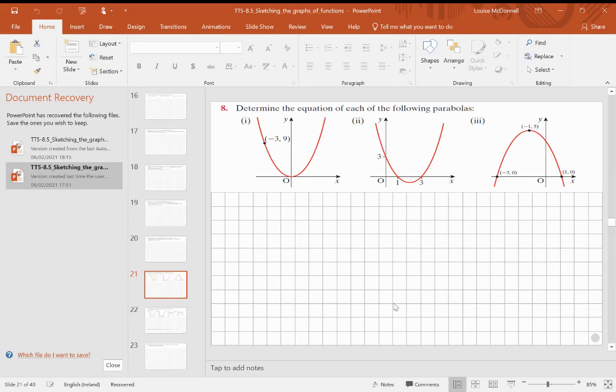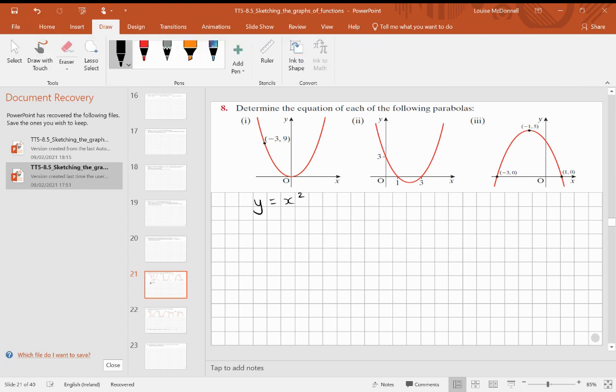So you have to determine the equation of each of the following parabolas. In the first one, what I'd like you to look at is that it's symmetrical about the y-axis. If you were to fold over on the y-axis, it would fit perfectly over each other. Also, it's sitting on the point (0, 0), so the minimum point is (0, 0). So that graph there is y equals x squared.